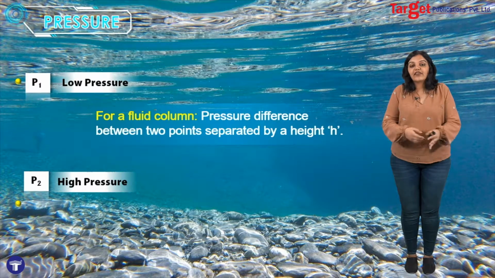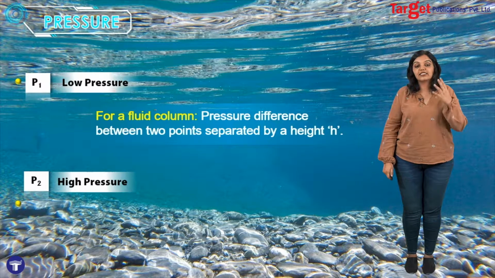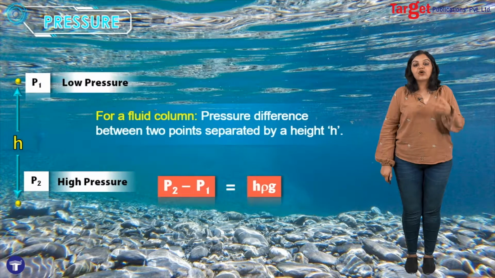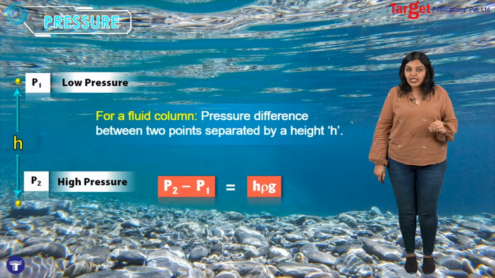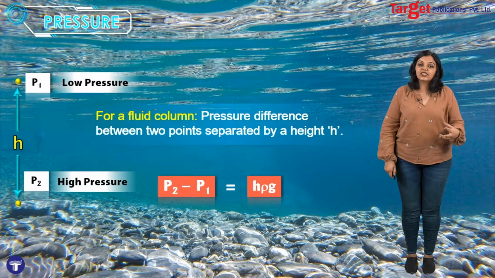So in general, we say that for a fluid column, the pressure difference between 2 points which are separated by some height h is given by the formula ρgh. So P2 minus P1 is ρgh, where ρ is the density of the fluid, g is acceleration due to gravity, and h is the height.